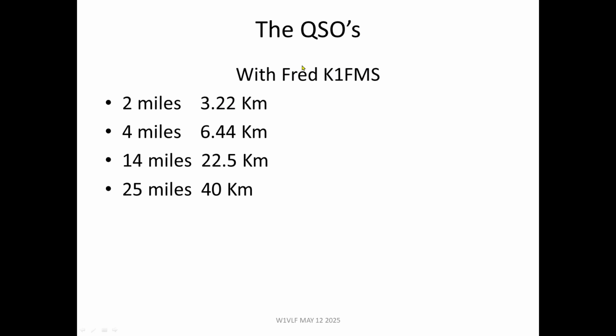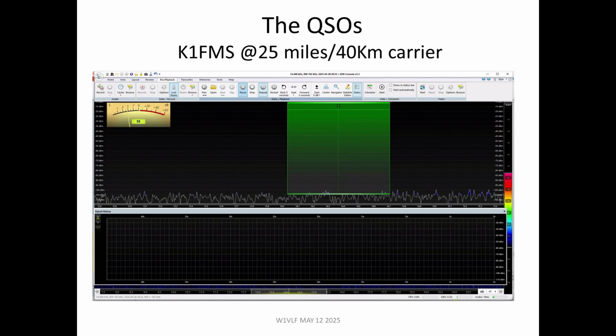So a couple of QSOs we did. The first one was 2 miles or 3.25 kilometers, then 4 miles, 6.5 kilometers. Then we went to 14 miles, and then we went to 25 miles. So we had quite a few QSOs. And when you get things aligned and you run all the bugs out of your system, these were easy QSOs. Easy.